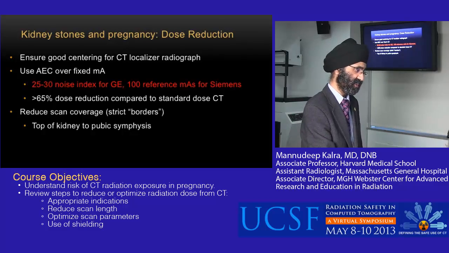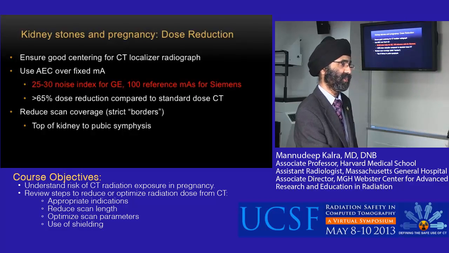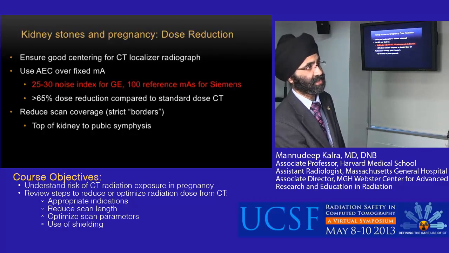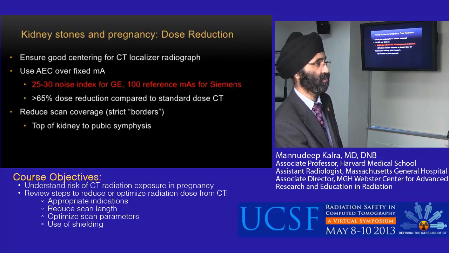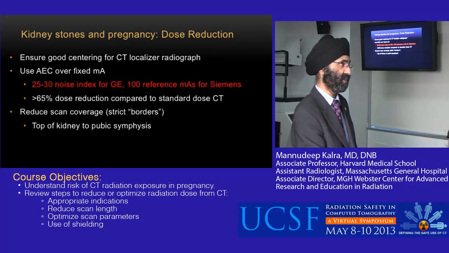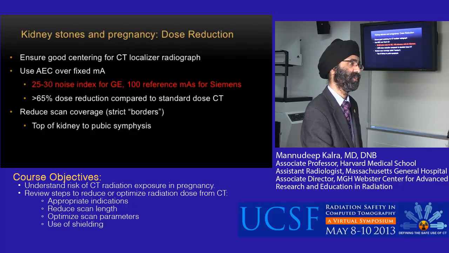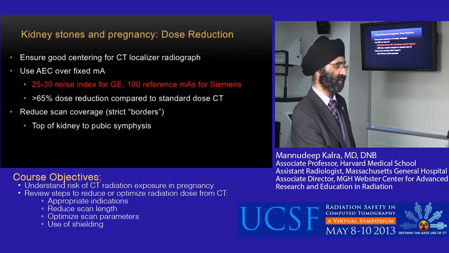So if you have a GE scanner, you can use a noise index of 25 to 30, axial slice thickness of 5 millimeter with 120 kV, and if you are a Siemens user, you can use 100 reference mAs, and that should result in a significant radiation dose reduction compared to a fixed mA technique.